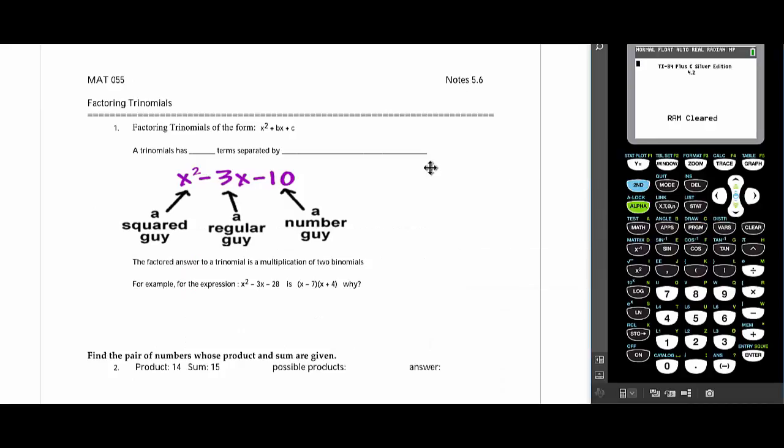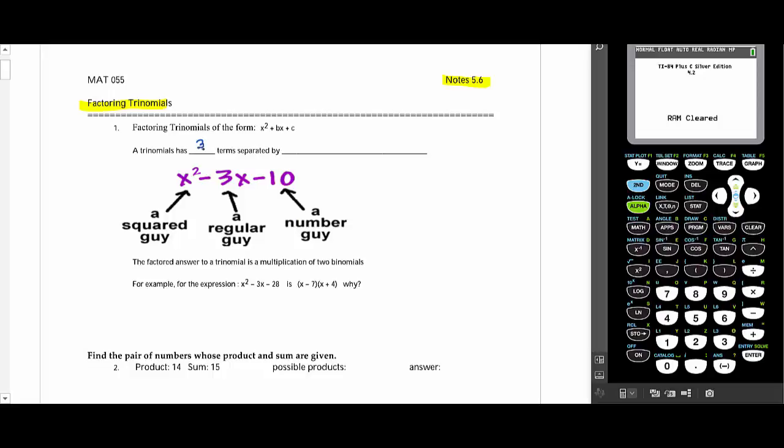Okay. All right, so what I'm going to look at in 5.6 is factoring trinomials. Okay, that's all about that. So really what this deals with is taking a trinomial and then being able to write it as a multiplication problem. So there's a couple things I want to go over from your background.